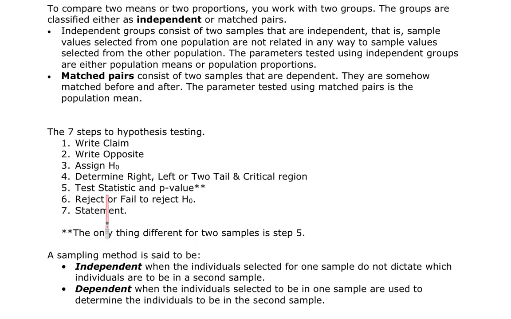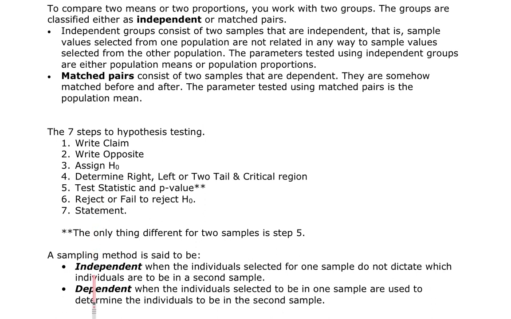We're going to find the test statistic. We're going to find that p-value, and we're going to look at the test statistic. We're going to compare it against the critical value, and we're also going to test the p-value against the alpha, or alpha divided by 2 region. We're going to reject or fail to reject the null hypothesis, and then we're going to write some sort of statement. Now, the only thing that's different for 2 samples versus 1 sample in Chapter 9 is Step 5. Step 5, the test statistic will change.